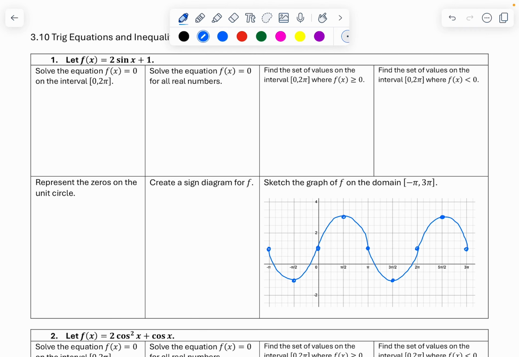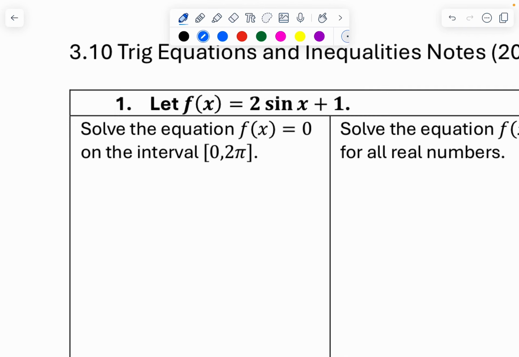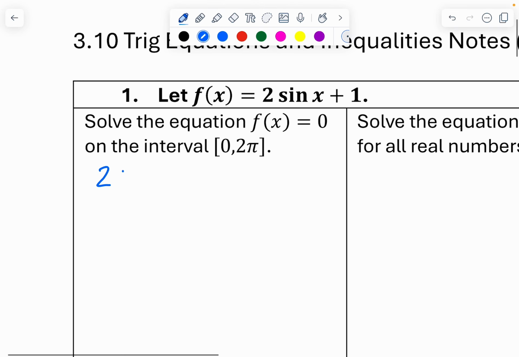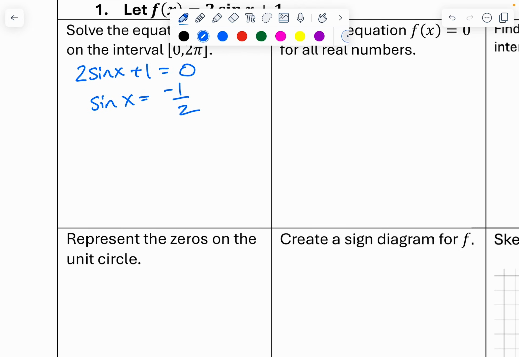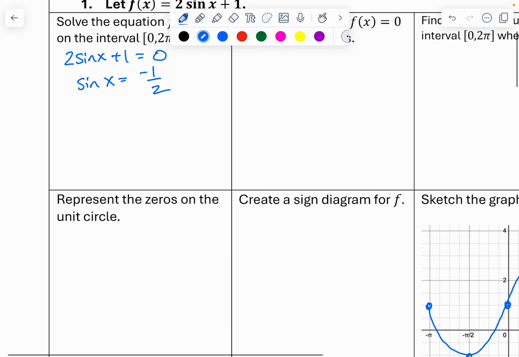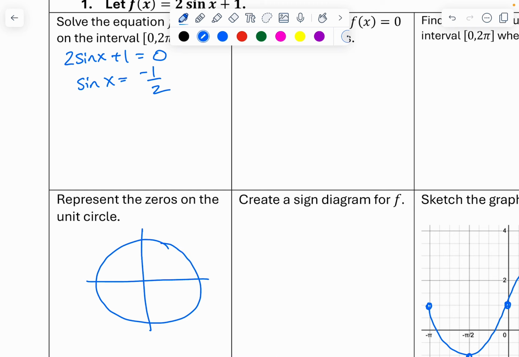When it says to solve this equation, I would take 2 sine of x plus 1 and set it equal to 0. Then I subtract 1 and divide by 2, so sine of x is equal to -1/2. Now I would solve that by thinking of my unit circle. Sine is the y value, so I want to know when the y value is -1/2. Well, this would be 7 pi over 6 and 11 pi over 6.